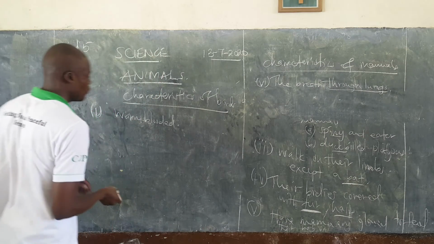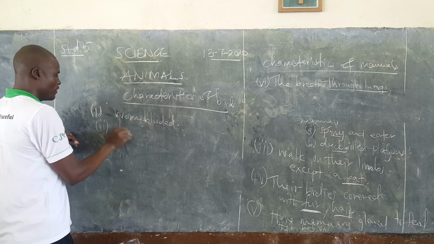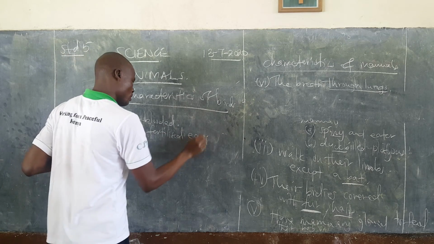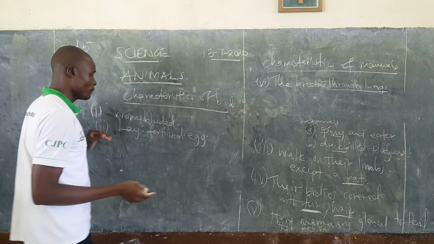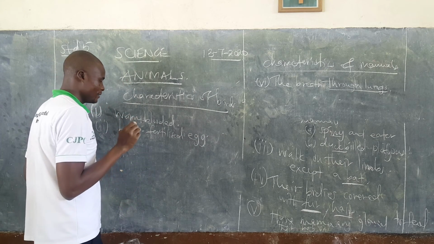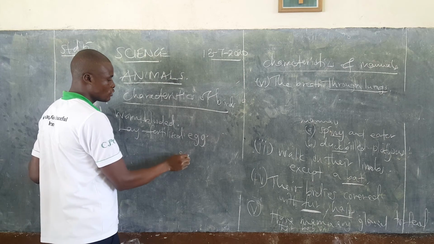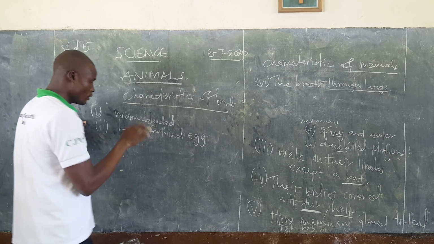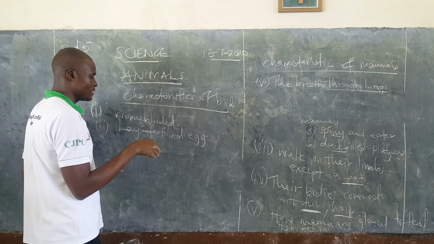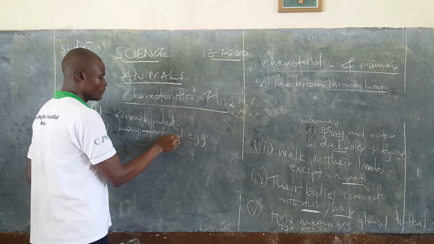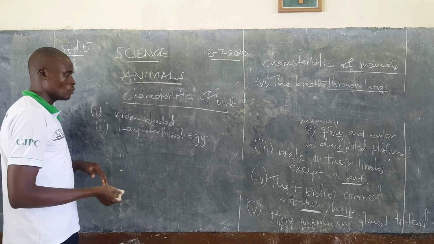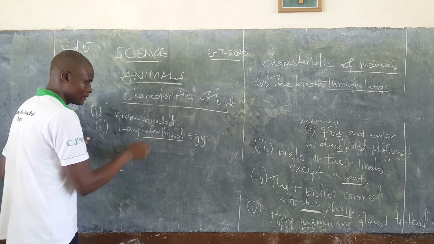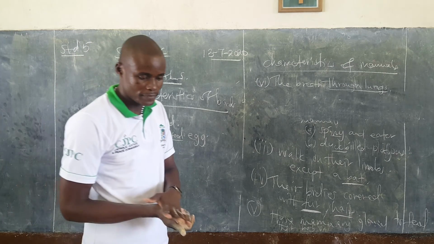Then they also lay fertilized eggs. Under this, you're going to learn more. There are some that lay unfertilized eggs. They lay eggs on water, and then the male one comes to lay on top of them to fertilize them. Not this one. These ones lay eggs that are already fertilized. After some time, they'll hatch into the young ones. So they lay fertilized eggs, and mind the word fertilized there. That is the birds.